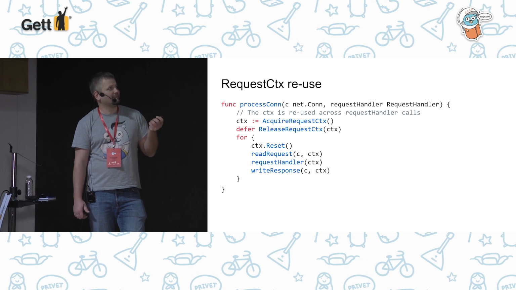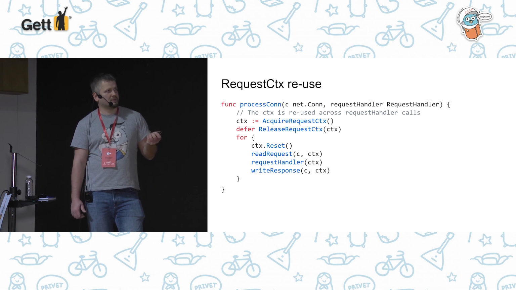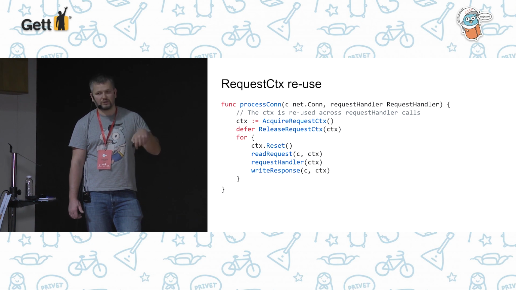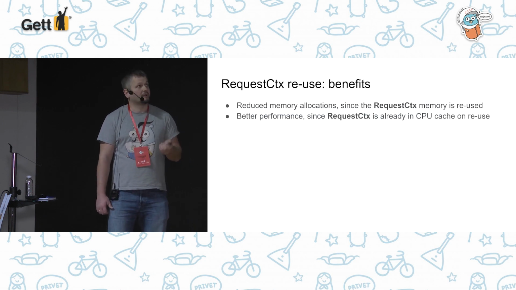So we get a request from the pool, and we then do a loop to read the request. It's put back. So this is, by the way, your request handler, and then we write the response to the connection, and we do it in a loop. So your request handler will be reusing this RequestCtx object and whatever is contained inside it at every call to your request handler.